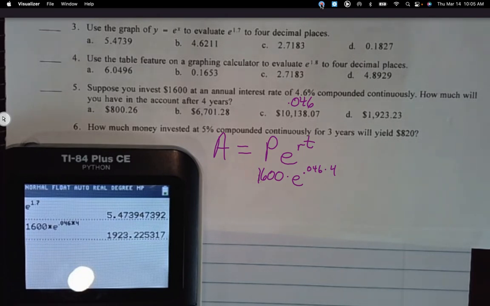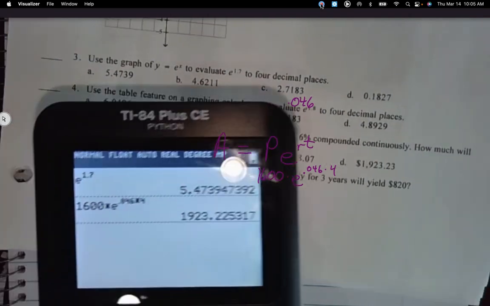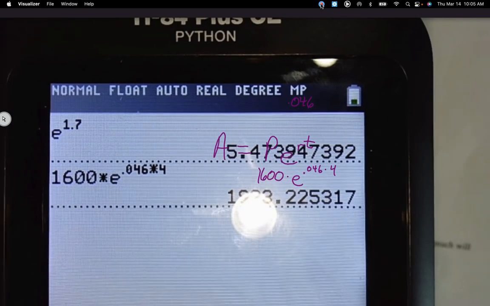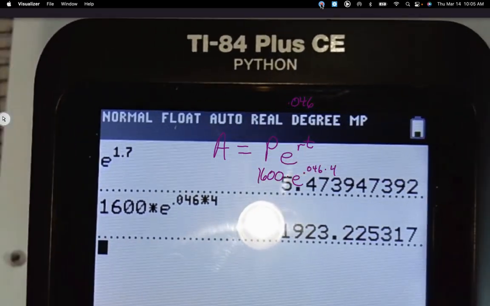I'm so sorry. Did you put 0.46 times 4? Yes. I just put it all up there in the exponent. Look, I'll kind of show you a little bit closer. That's what it looks like on my calculator. 0.046 times 4.